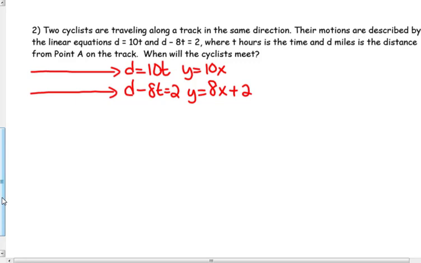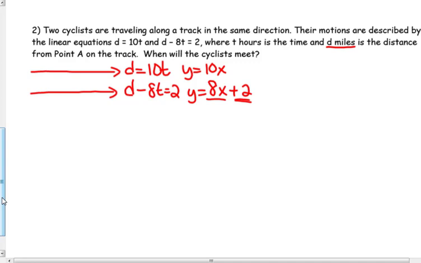When will the cyclists meet? So one cyclist had a little bit of a head start, plus 2, going at a slower rate. The second cyclist started at 0 and is going at a faster rate of 10. Miles, d is miles, yes. 10 miles per hour. The first cyclist is traveling at 8 miles per hour, but started 2 miles ahead.